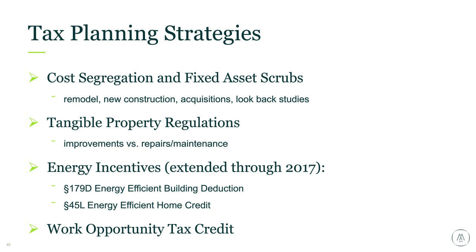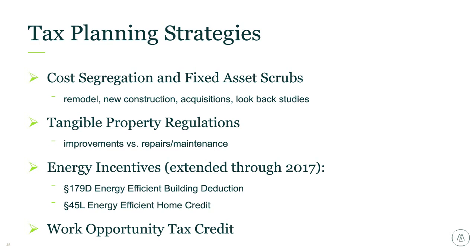Energy incentives, a couple of them that are prominent in the long-term care space that we see, were extended through 2017. That's the 179D energy building deduction, which provides for $1.80 per square foot for certain energy efficiencies to the lighting, the HVAC, and the building envelope. There's code section 45L, which is an energy efficient credit that allows for up to $2,000 of tax credit per dwelling unit. And then finally, the work opportunity tax credit, which did not get changed. It's still in the law. It's generally something you want to consider if you've got at least 750 employees or so.